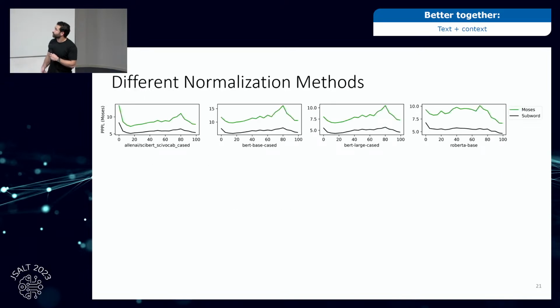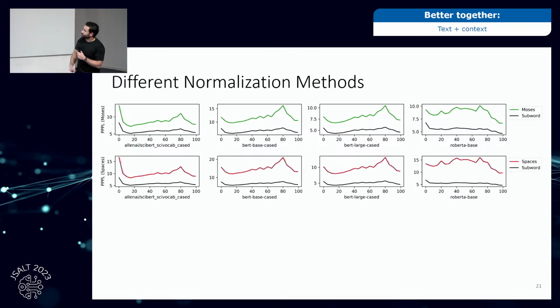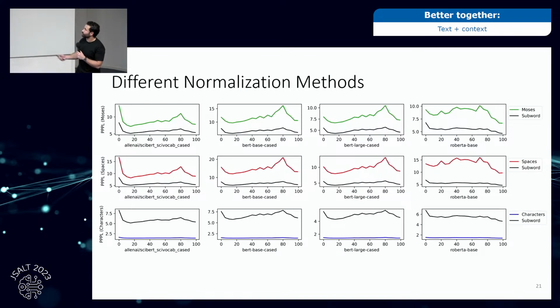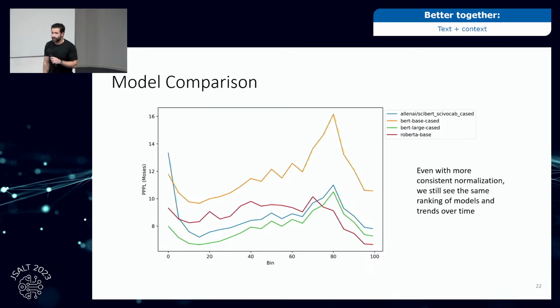So looking at the plot when we use different normalization methods, for Moses, we can see that the shape is really just the same. It's just more peaky and a little bit higher. A similar story when using spaces, the same shape is preserved. And then for characters as well, the same shape is preserved. The number of characters is just much higher, so it flattens it out a little bit. But now with this more consistent normalization, we can actually compare the models a bit more directly. And even in this situation, we see the same pattern. So BERT base performing the worst, CyBERT and BERT large being the best, and Roberta again showing a different trend. So there's definitely some structure that's happening over time.